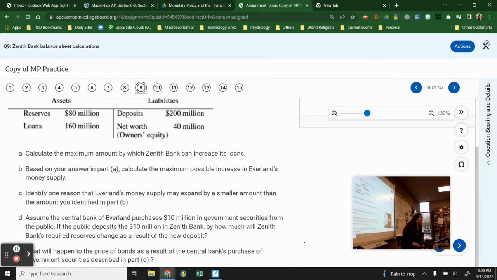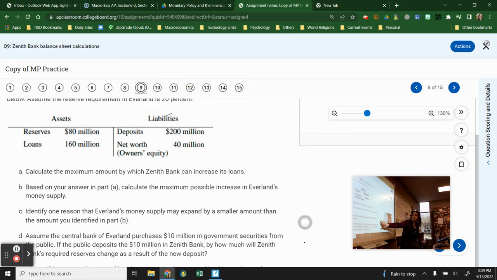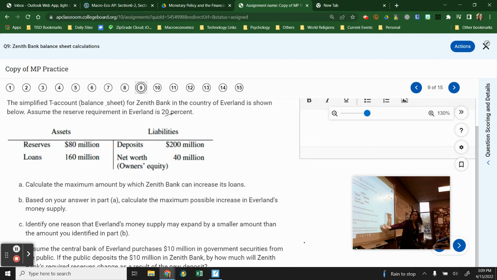Let's do A and B, and then we can scroll down. A: calculate the maximum amount by which Zenith Bank can increase its loans. B: based on your answer in part A, calculate the maximum possible increase in Everland's money supply. What's our reserve requirement? It is provided right there. 20%.